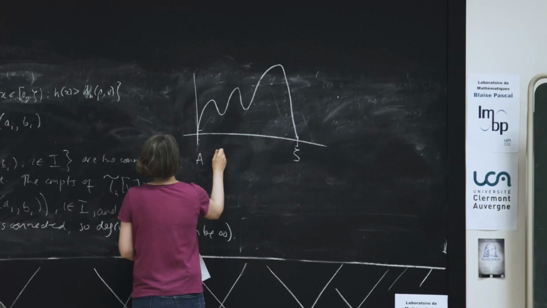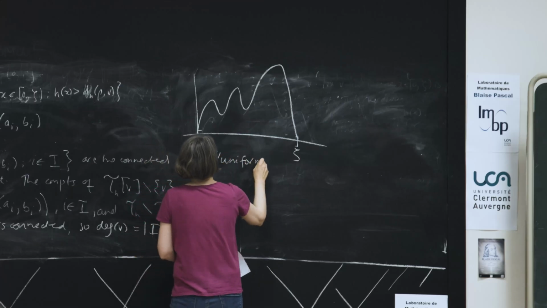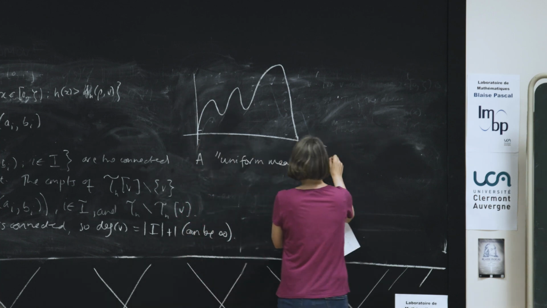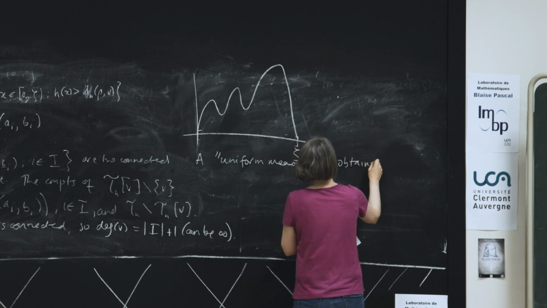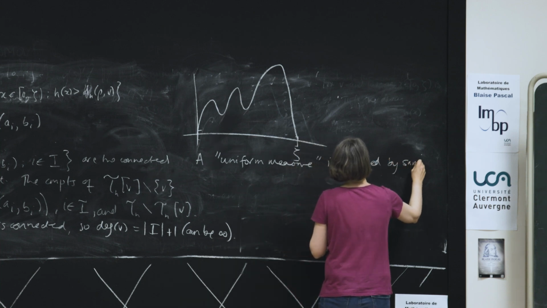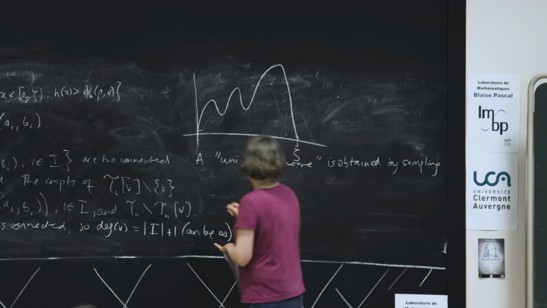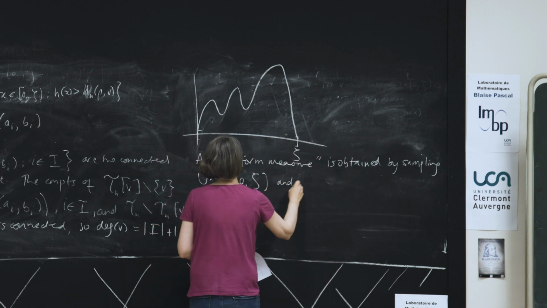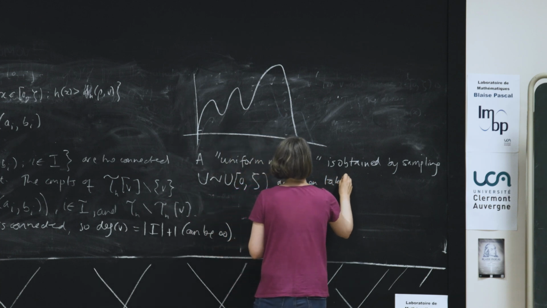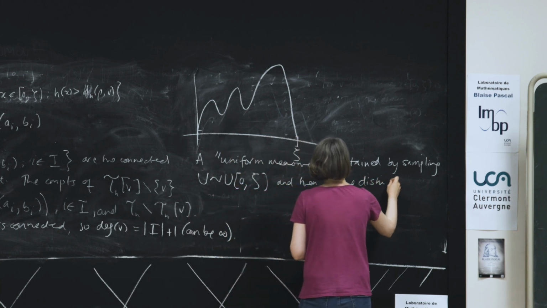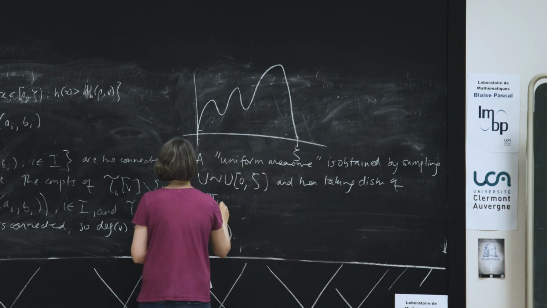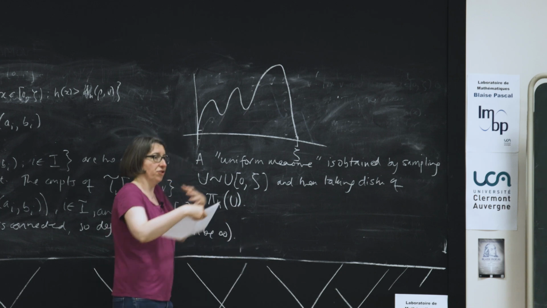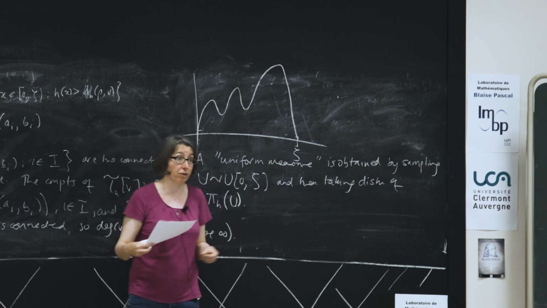Okay, so a uniform measure is obtained by sampling, say, U, which is uniform on 0 zeta, and then taking the distribution of wherever that lands on the tree, so pi h of U. Okay, so this induces a distribution on my R tree, TH.